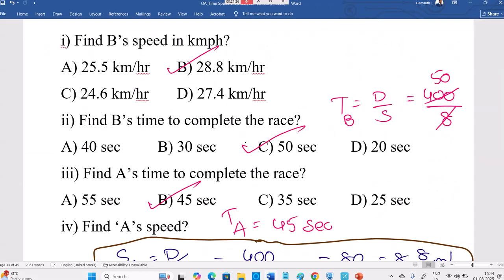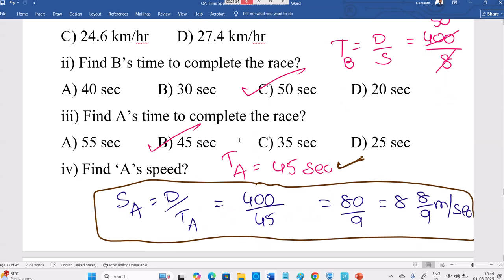How did you get this 45 seconds? Minus 5. If in a question A beats B by 10 seconds, then A should be 10 seconds less than B. Whatever B comes to, minus 10 will give A. Once you have the timing, you know the distance A should travel to complete the race, then the speed of A will be obtained. Right? So this is good.